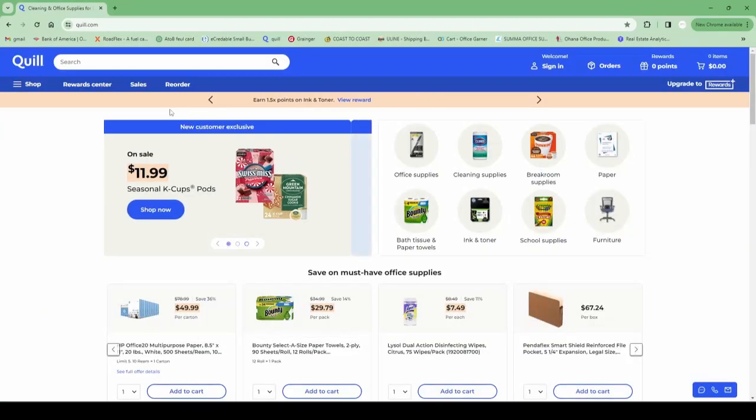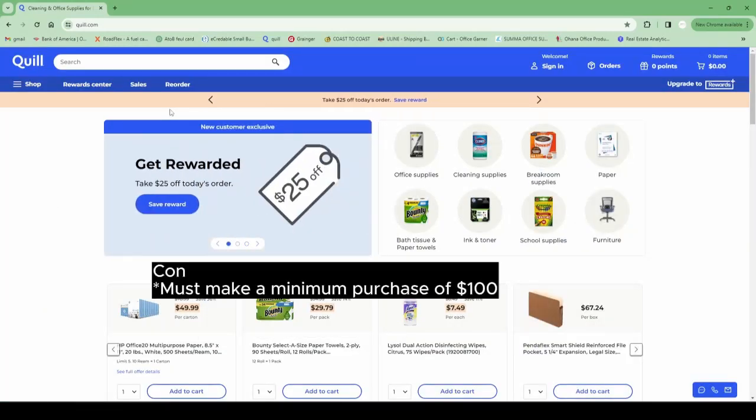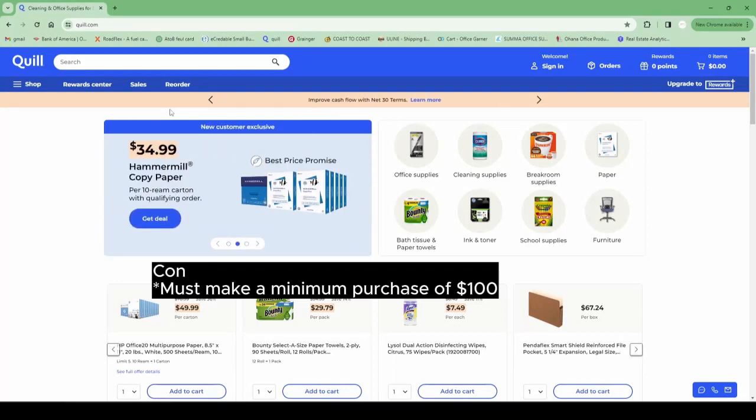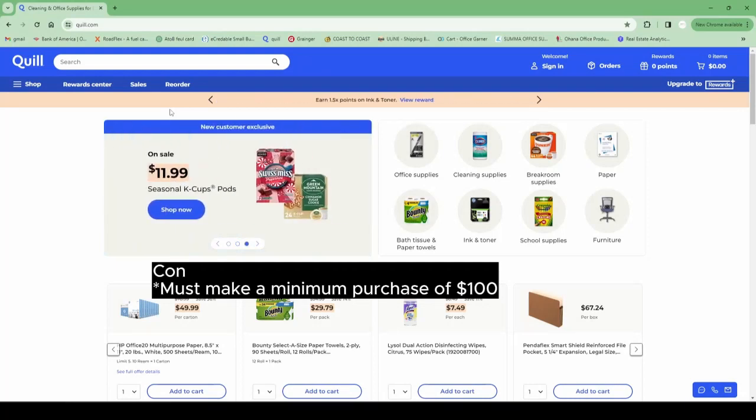The con to Quill is you have to make a $100 purchase. $100 is a lot, you know, especially if you're funding this through a 9-to-5 or savings. It is a lot, but it's worth it.